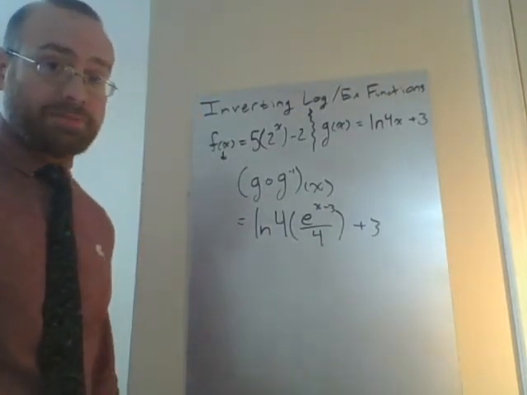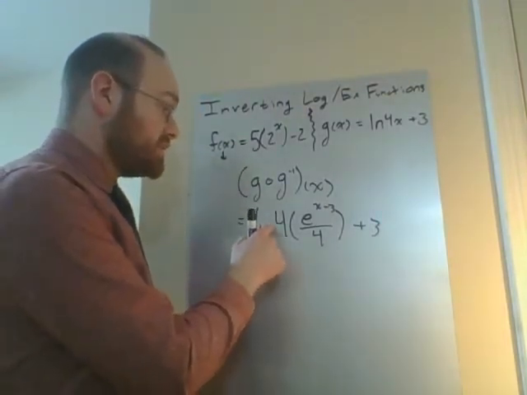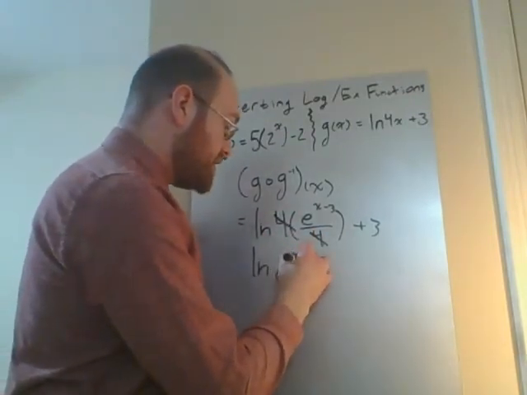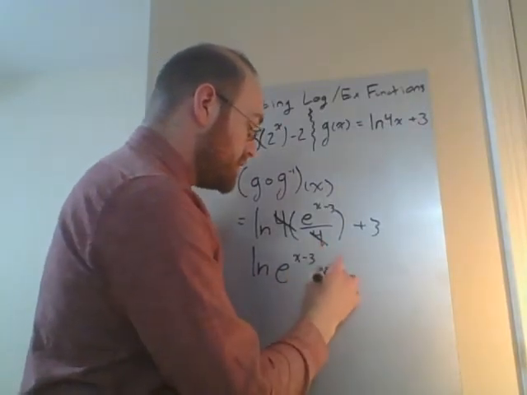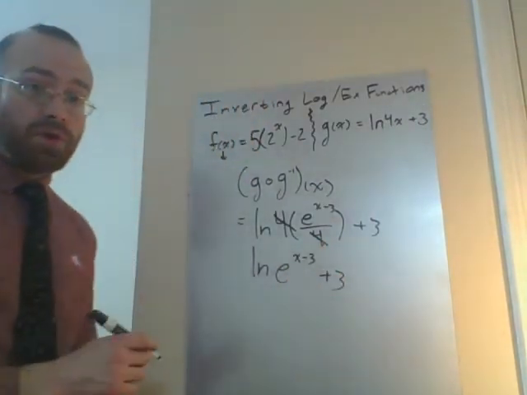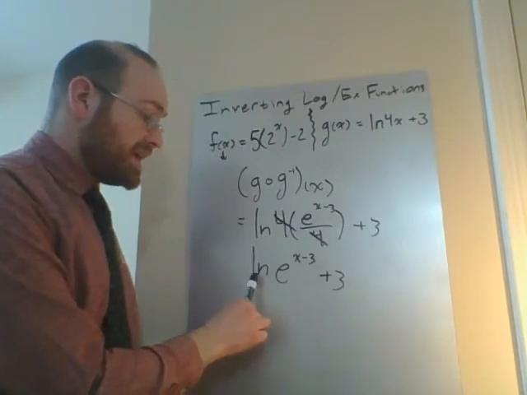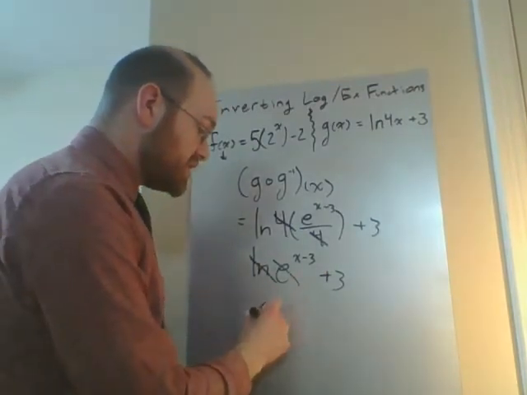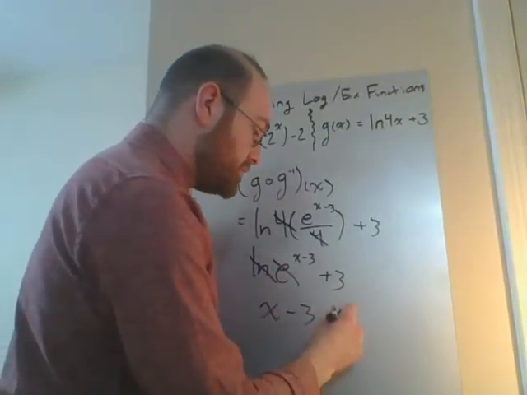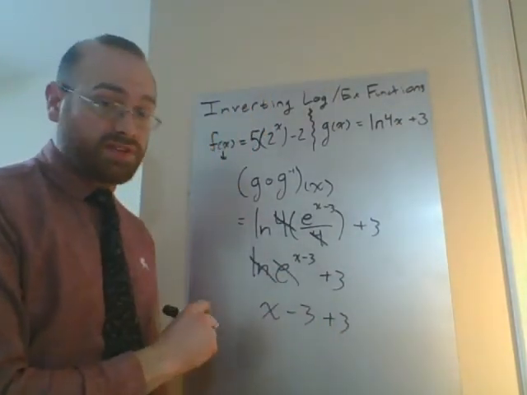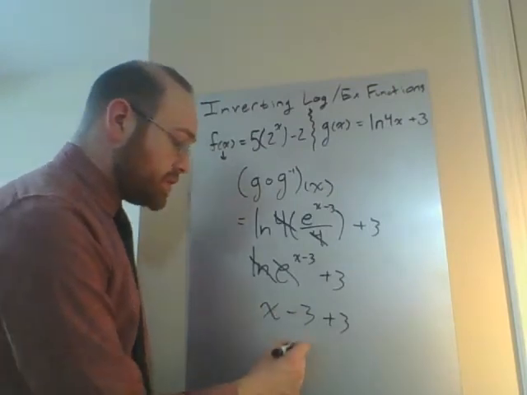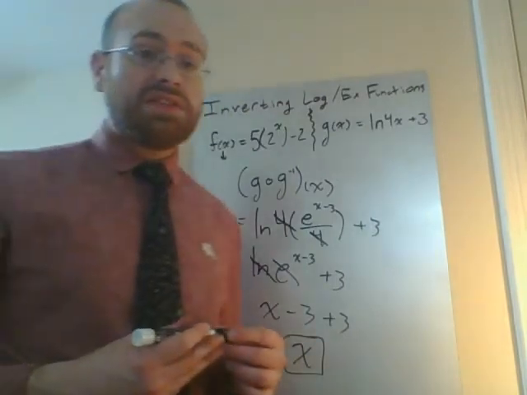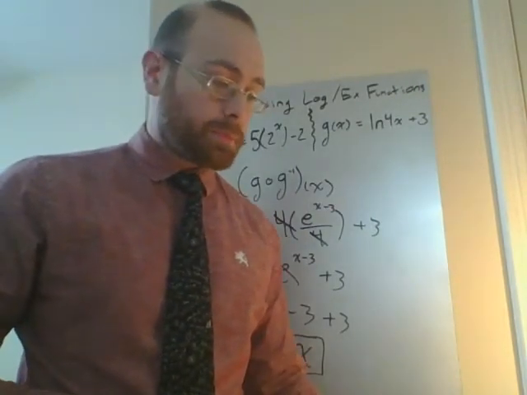So first things that happen, inside our logarithm, the 4's cancel out. So we're left with the natural log of e to the x minus 3 plus 3. Same as before. When we have an expression with the base inside the logarithm of the same base, these cancel out, and we're just left with the exponent x minus 3. And then plus 3. Minus 3 plus 3 is 0. So we are yet again just left with x, verifying that these were in fact inverses.